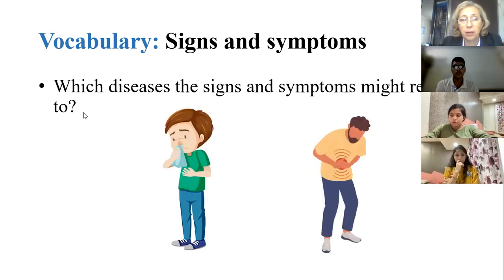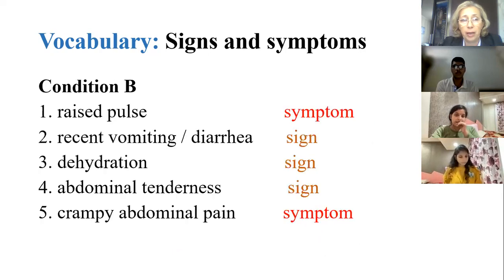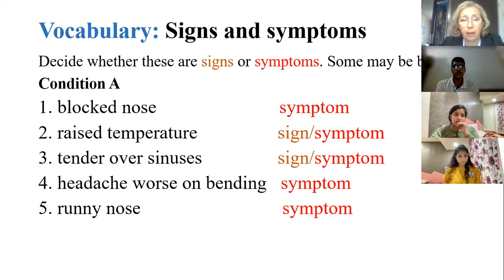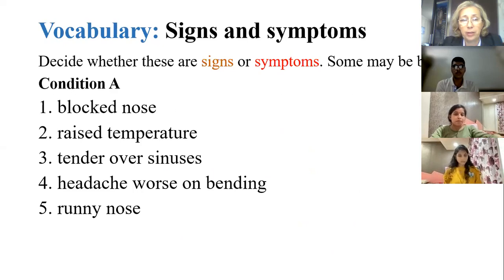Well, and here we should focus on the question, which diseases the signs and symptoms might relate to in condition A and condition B. So what disease can these signs relate to? Common cold. Condition A is common cold, I see. Common cold or a viral infection, because raised temperature is also there.